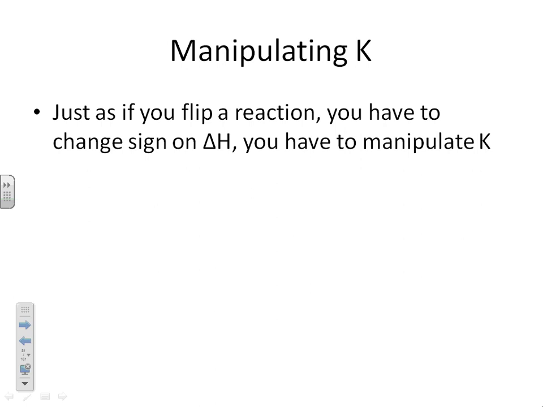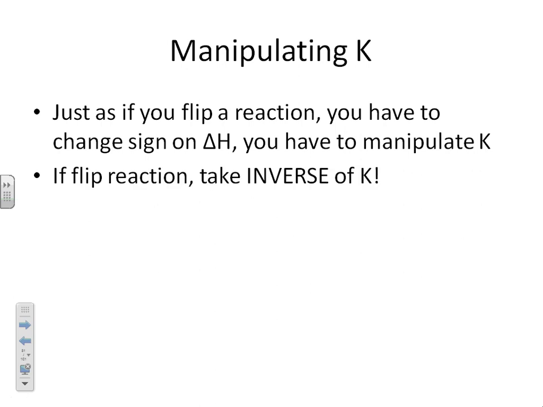However, the rules are different because of how K works. K is not a positive or a negative value, it's always positive. It's always a ratio of products to reactants, and since you can't have a negative amount of reactants, you cannot have a negative K value. K can either be large or small, but it can't be positive or negative. So this is sort of the idea behind when I say manipulating K. I'm talking about when you make a change to your reaction, how does it affect the value for K? So this is truly very similar to the delta H stuff, we just have slightly different rules.